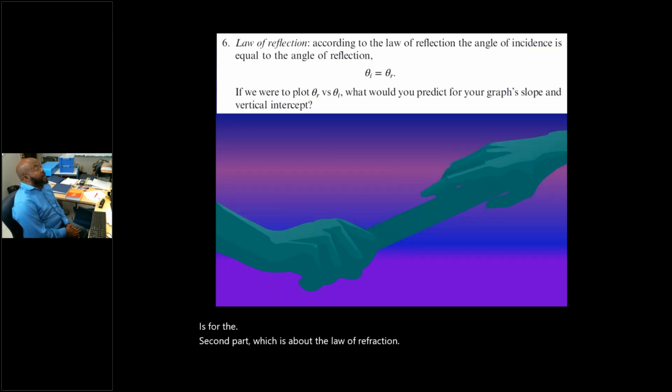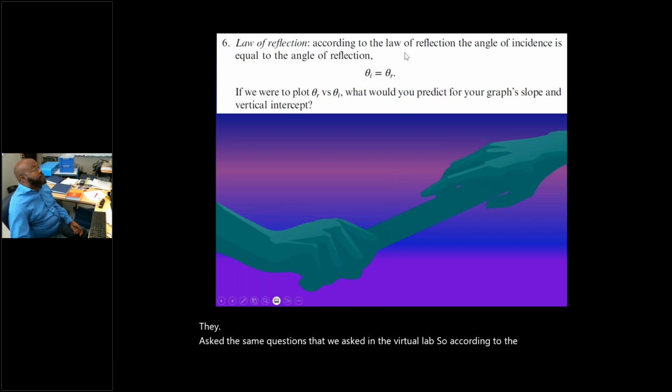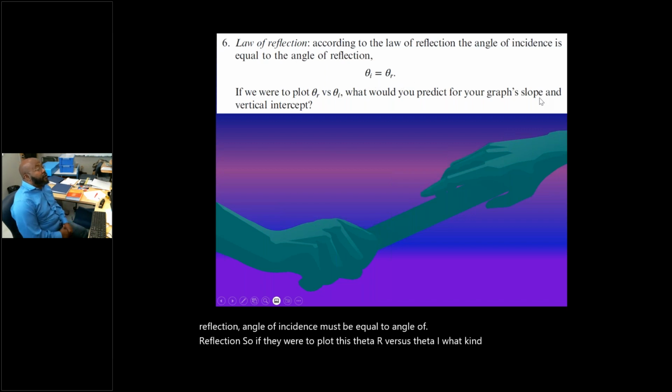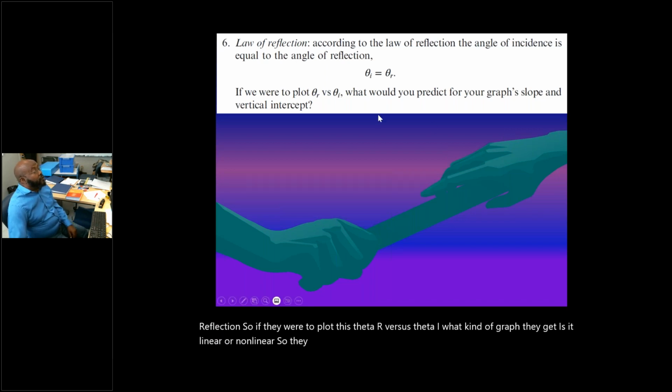Then they asked the same questions that we asked in the virtual lab. According to the law of reflection, the angle of incidence must be equal to the angle of reflection. So if they were to plot theta r versus theta i, what kind of graph would they get? Is it linear or non-linear? They need to figure that out.